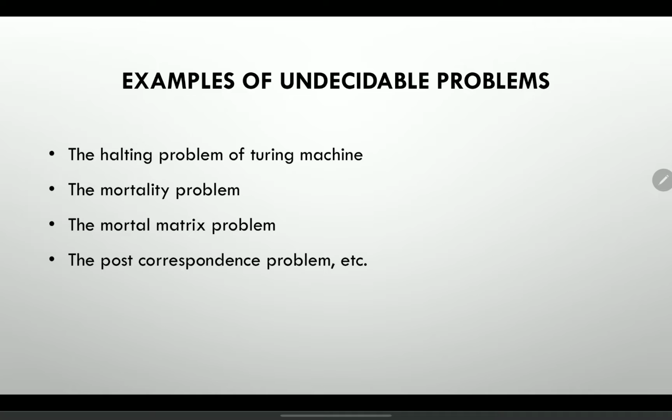Next one. The most important examples of undecidable problems are the halting problem of Turing machine, which we will be seeing next, the mortality problem, the mortal matrix problem, and the last is the Post correspondence problem, which we will be seeing at the end of this video along with some examples.